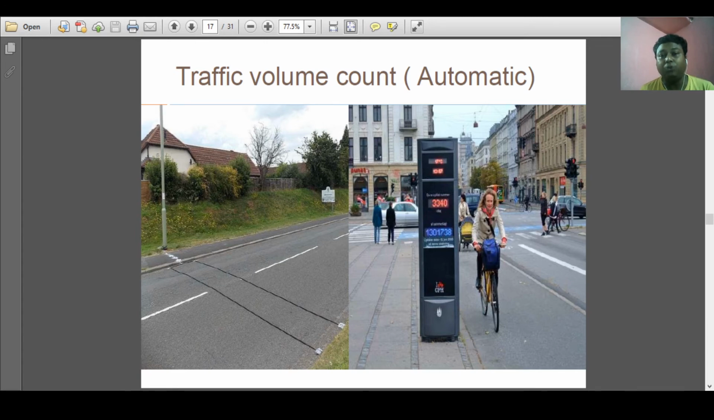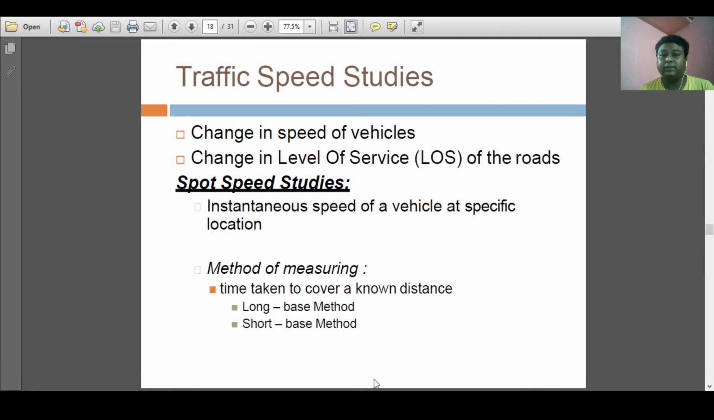But the cost is very high for this type of traffic volume count machine. So the countries or places which cannot afford such automatic volume counting, we go for offline or manual traffic volume counting. Next is the traffic speed studies.